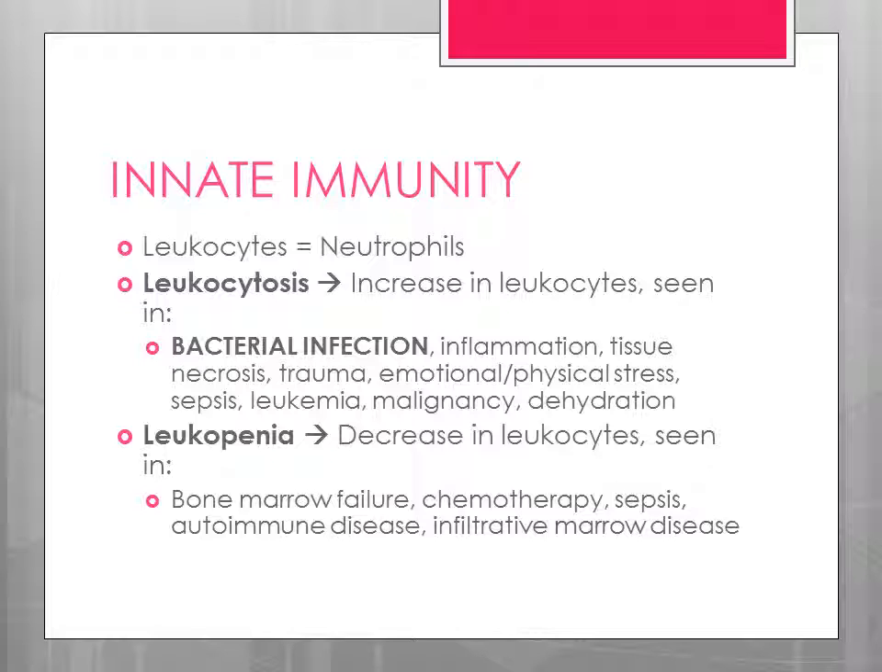For sepsis, it's actually a very poor prognosis if you see leukopenia in sepsis, because sepsis is outspread, just your infection is spread everywhere. If you're seeing leukopenia there, you should actually be expecting an increase in leukocytes if there's a normal immune response going on. But if you see leukopenia there, then it pretty much means that your body's starting to give up, which is why it's a very poor prognosis if you see leukopenia in sepsis. And of course, an autoimmune disease, infiltrative marrow disease.